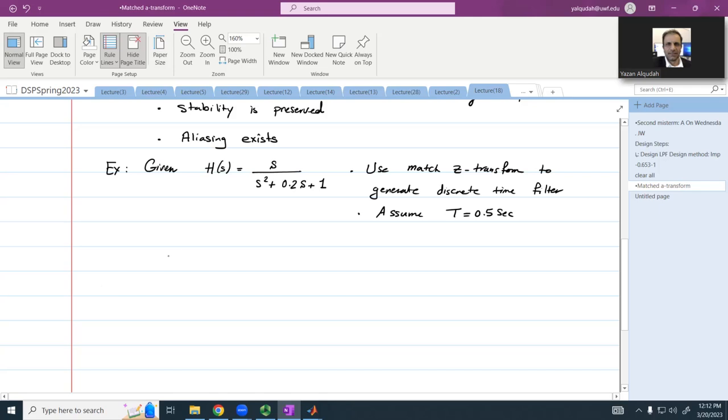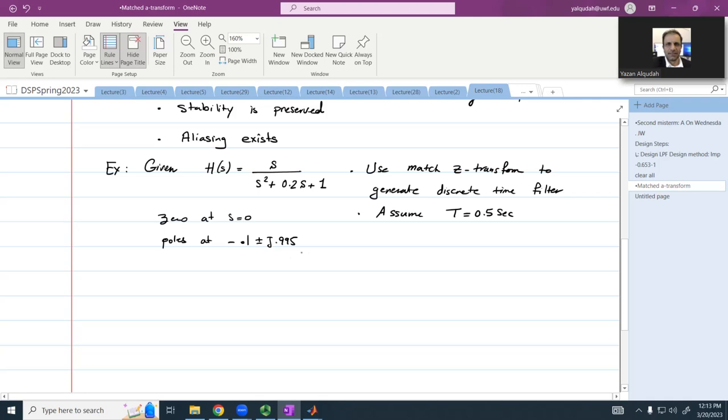So what are the poles and the zeros of this system? We have a zero at s equal to 0, and we have poles at negative 0.1 plus or minus j 0.995.